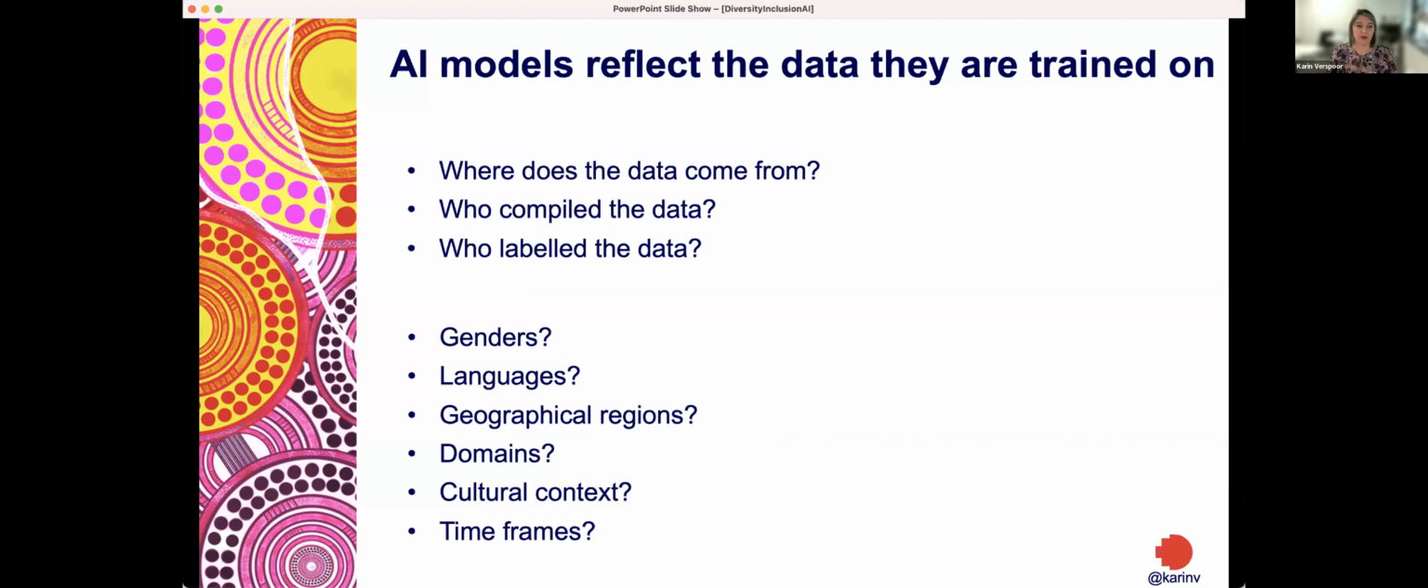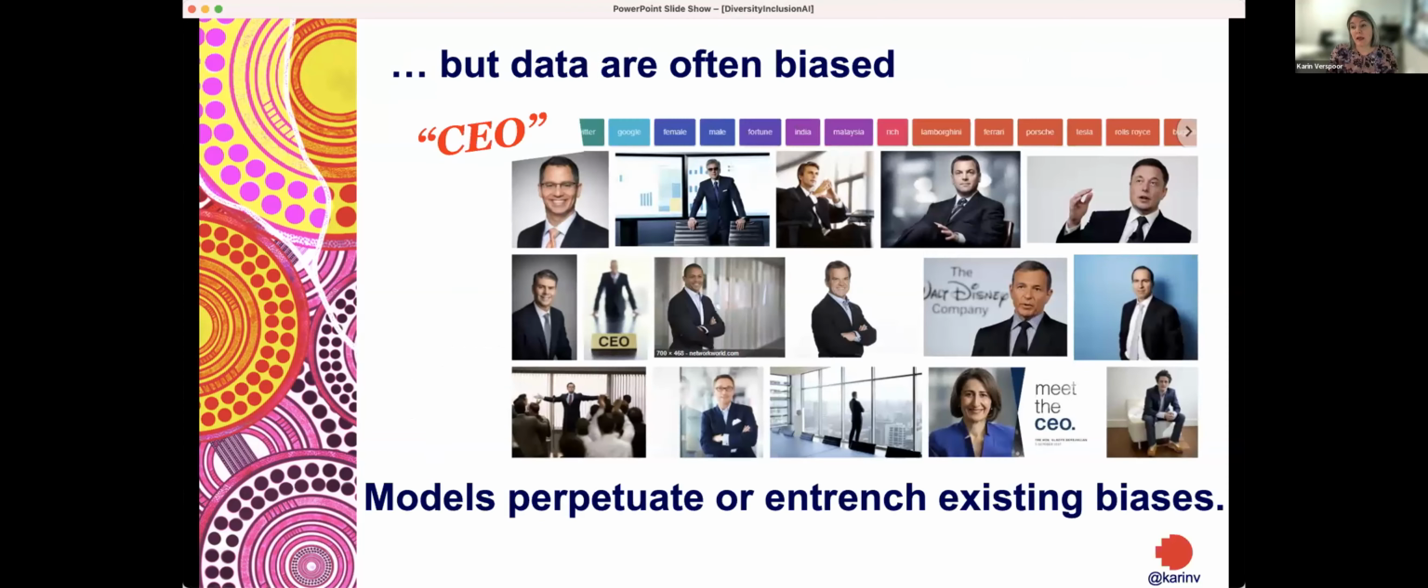I work in the biomedical domain. So do we have different kinds of data, diverse data from a problem perspective captured in the data, cultural context, different timeframes, things change over time. We have to ask these questions about the diversity of our data. Data are biased, right? So there's a lot of examples. If you type CEO into Google Images, this is a result you might see.